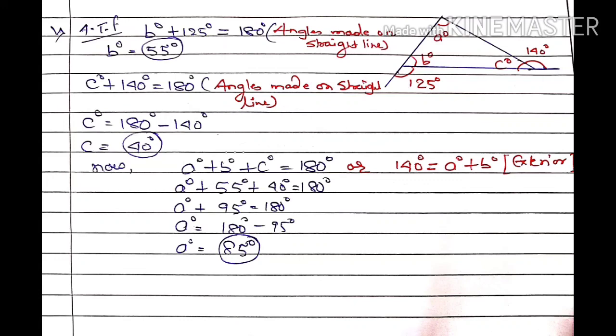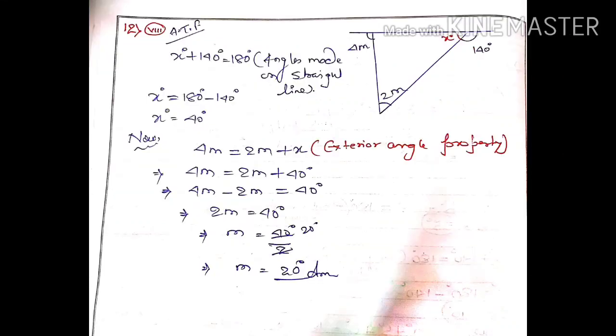Similarly, C plus 140 is equal to 180 degrees. C is equal to 40. Now we will put the value. Angle A plus angle B plus angle C is equal to 180 degrees. Now put the values of B and C. You will get the value of A. Check the solution nicely. This question is very important.